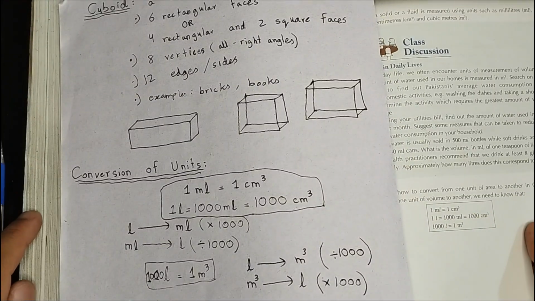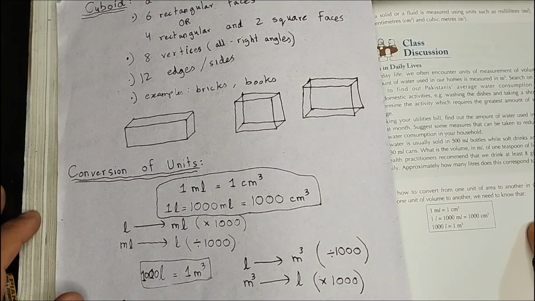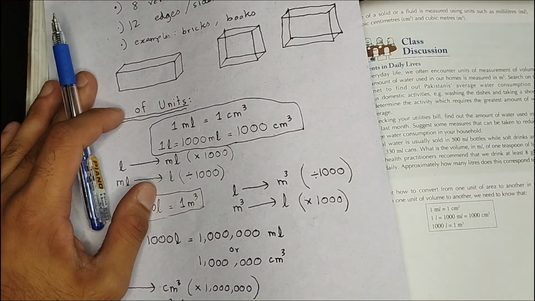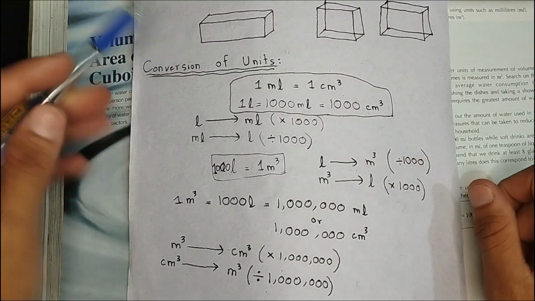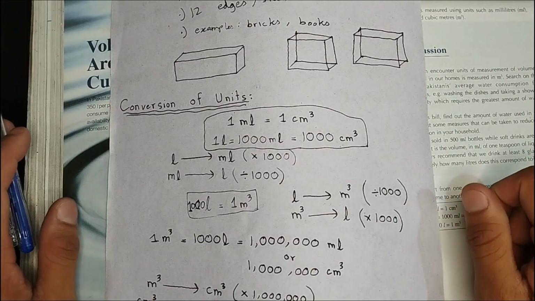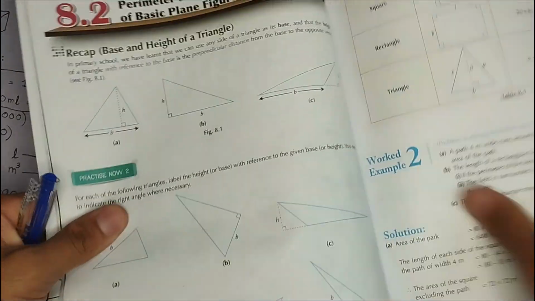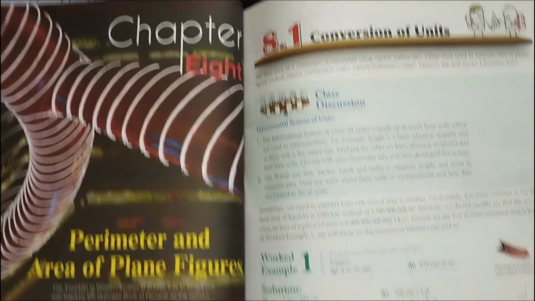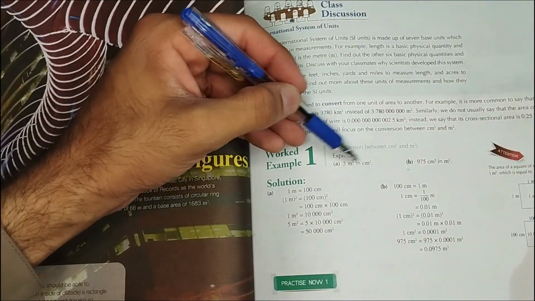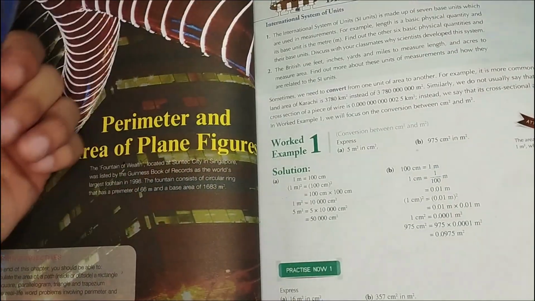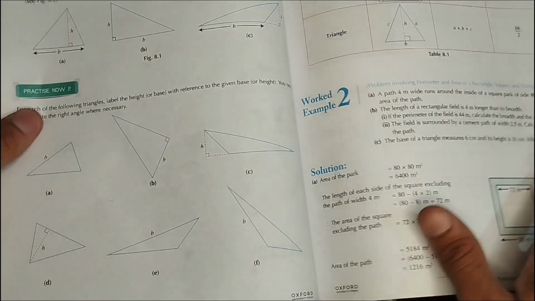And now we're going to talk about the conversion of units. Before we go into the further details of what volume is and how we're going to deal with it, first we're going to deal with the conversion of units. We've done this before in chapter number 8, but that was related to area. In chapter number 8, if you recall correctly, we converted meters into centimeters, meter square into centimeter square. That's basically what we did, right? Anything else? Probably no. Here we're going to convert something else.